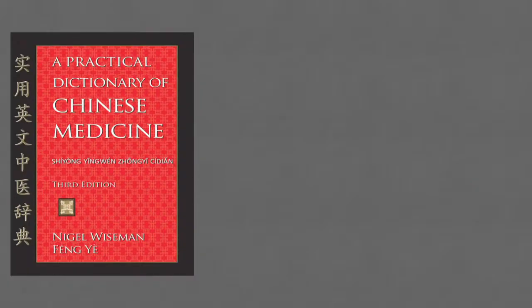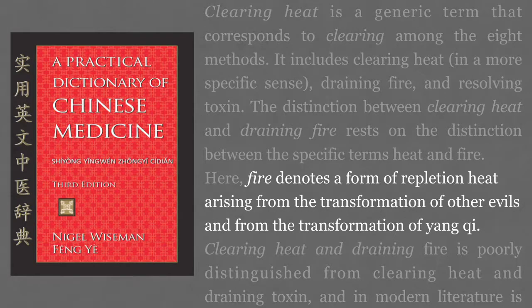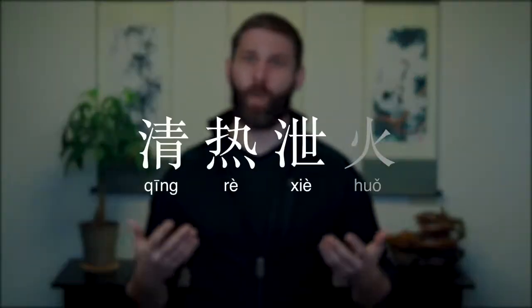If you want to be real nitpicky, you can look at Nigel Wiseman's Practical Dictionary of Chinese Medicine, where he says, fire denotes a form of repletion heat arising from the transformation of other evils and from the transformation of yang qi. But, on the other hand, I've had Chinese teachers tell me that the only reason we say it this way is because in Chinese, things sound more poetic when you use 4 characters. So when you say it this way, qing re xie huo, it just sounds more beautiful.